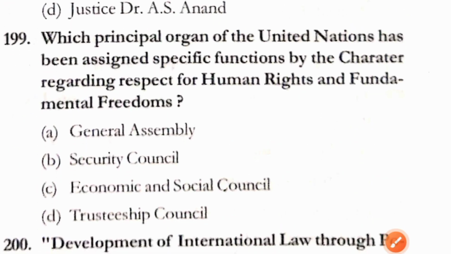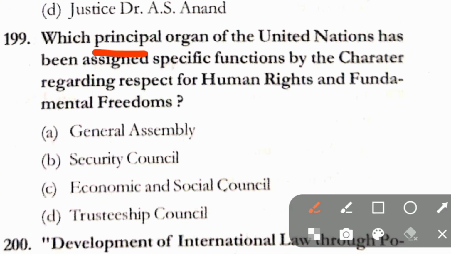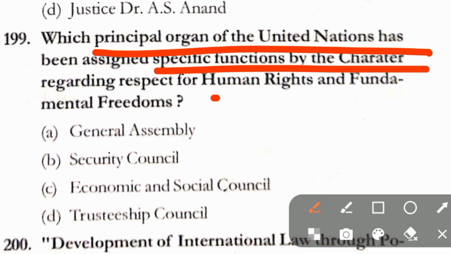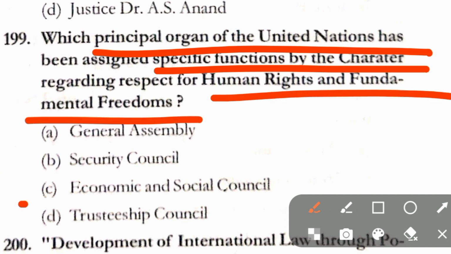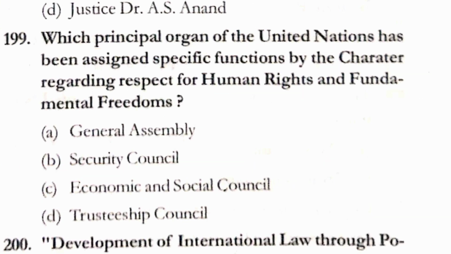Question number 199. Which principal organ of the United Nations has been assigned specific functions by the Charter regarding the respect for human rights and fundamental freedoms? Option A, General Assembly, option B, Security Council, option C, Economic and Social Council, and option D, Trusteeship Council. Correct answer here is option C, that is Economic and Social Council.